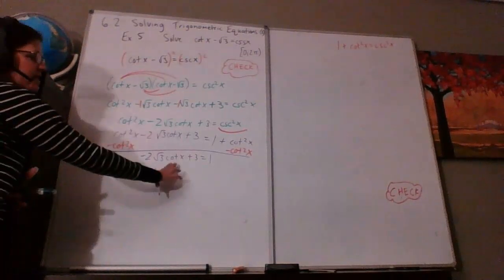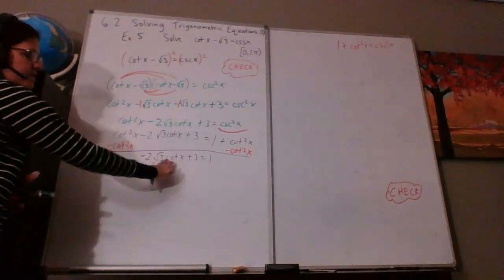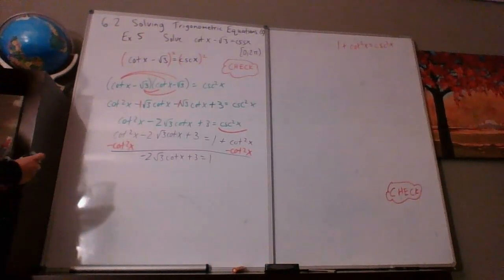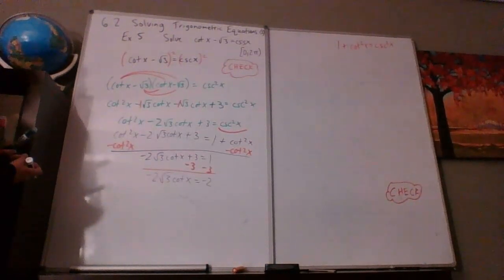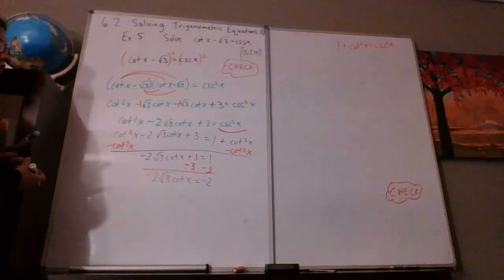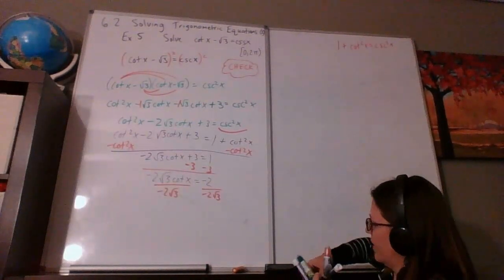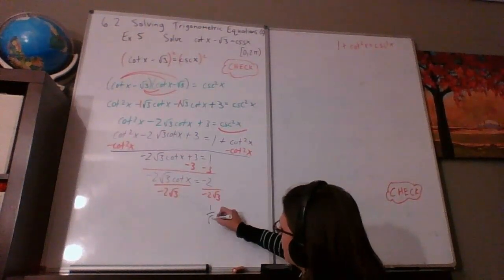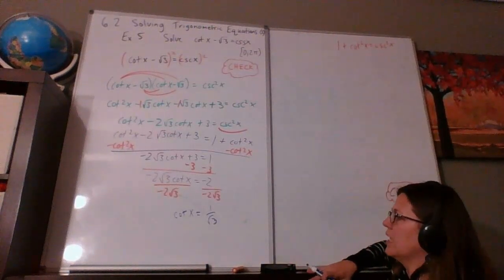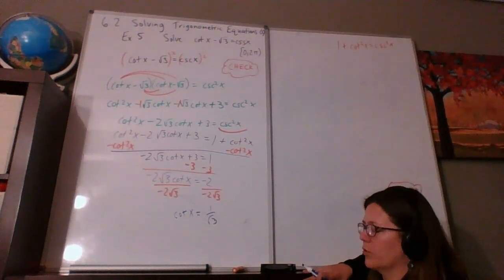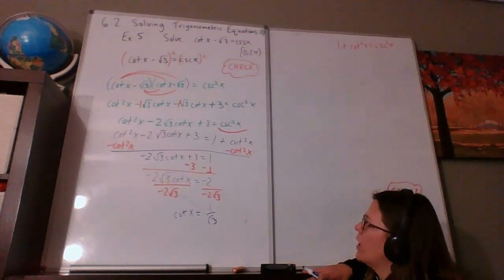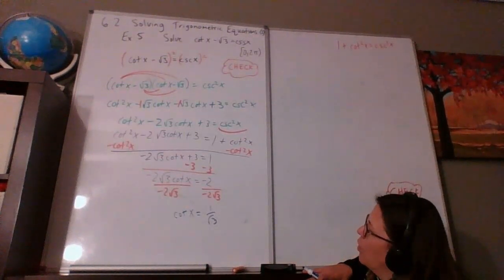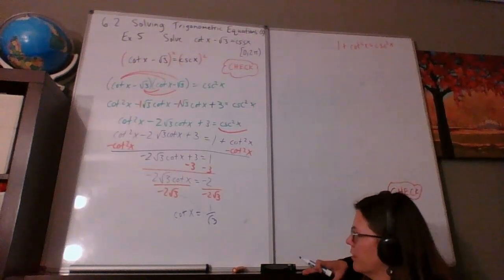Now this is linear in form since our cotangent squareds have failed. So now we need to isolate the cotangent x. First, we will subtract 3 from both sides. Negative 2 rad 3 cotangent x equals negative 2. Now we will divide both sides by negative 2 rad 3. Let's go ahead and simplify that. The negative 2's cancel, so we're left with 1 over rad 3. So cotangent x equals 1 over rad 3. We could rationalize the denominator, or we could go straight to the triangle from here.